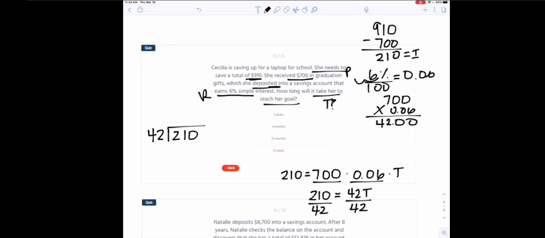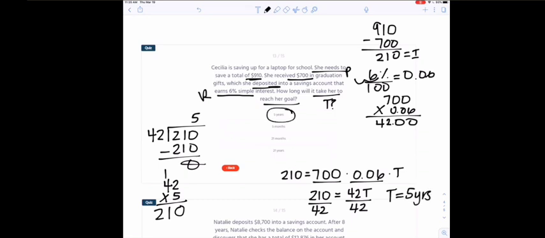How many times does 42 go into 21? It cannot. So how many times does 42 go into 210? I have no idea. Let's try 5 though, because 40 times 5 is 200, and that's pretty close. 5 times 2 is 10, carry the 1. 5 times 4 is 20, plus 1 is 21. So I was right. It's 210. So t equals 5 years. Looks like we do not have to convert this to months.